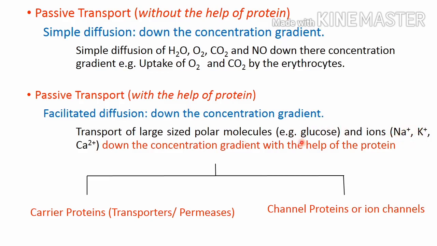Sodium, potassium and calcium ions can be transported with the help of a protein down their concentration gradient. But depending on the protein, what type of ions or molecules will be transported, there are two proteins: carrier proteins, also known as transporters or permeases, and channel proteins, which are simply called ion channels. So carrier proteins and ion channels are the two important proteins taking part in facilitated diffusion or passive transport.